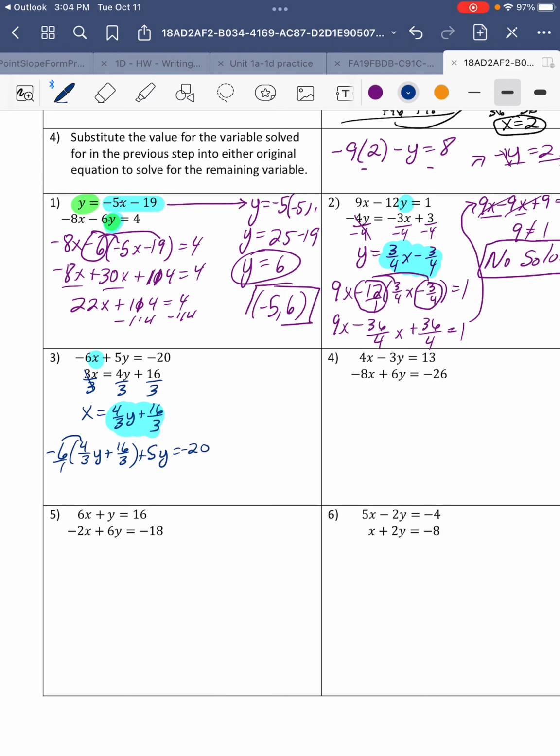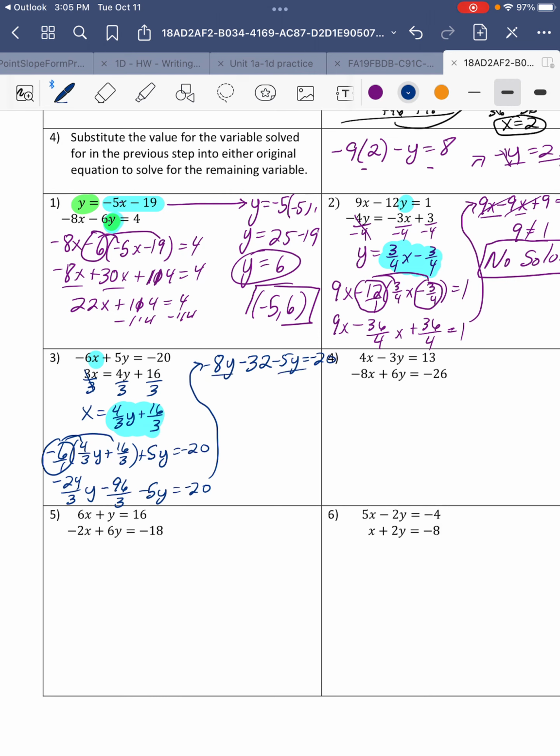Distributing the negative 6. Remember, multiply your numerators, multiply your denominators. So 60, 36, so that's 96. Make sure that negative is coming in. Negative 96 over 3 minus 5y equals negative 20. Bring it up top. Negative 24 divided by 3 is negative 8. 96 divided by 3 is 32. Almost got me.